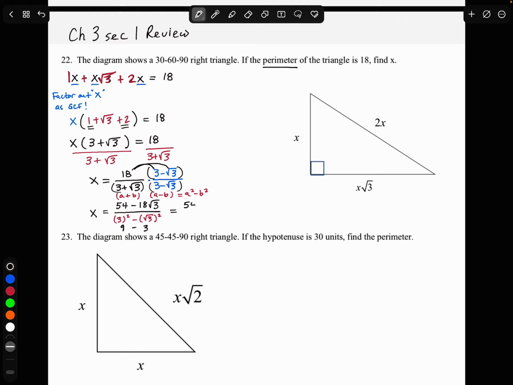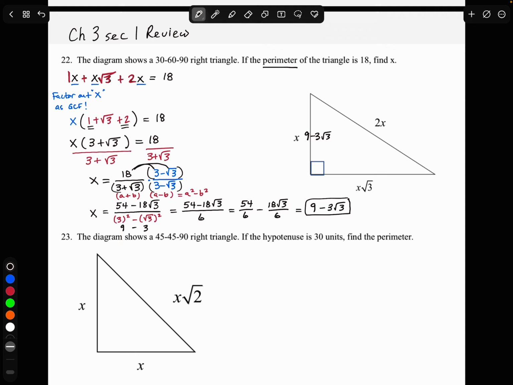So let's see what we have here. Right now we have 54 minus 18 times the square root of 3 over 6. Because 54 and 18 are both divisible by 6, let's give them each their own denominator and simplify it. 54 sixths minus 18 radical 3 sixths is going to equal 9 minus 3 radical 3. That is our value for x. That is the length of this side. This is 9 minus 3 times the square root of 3.